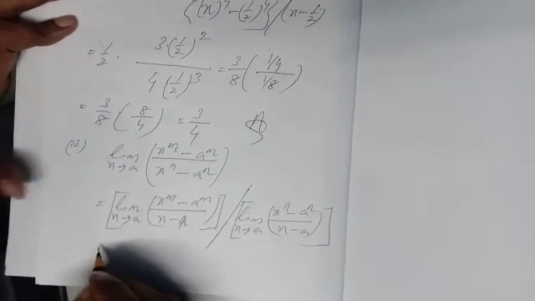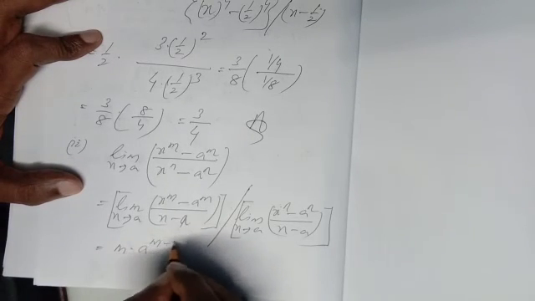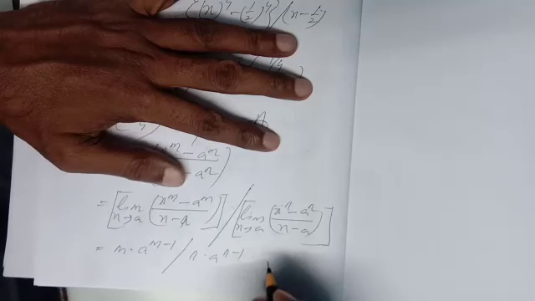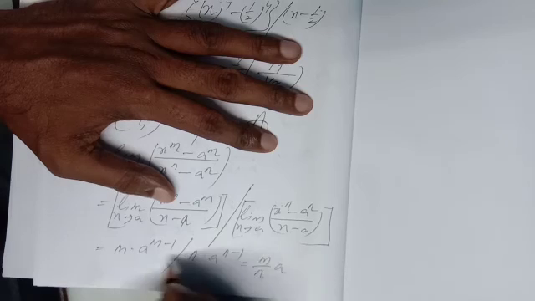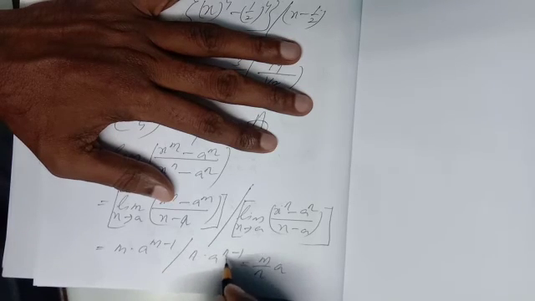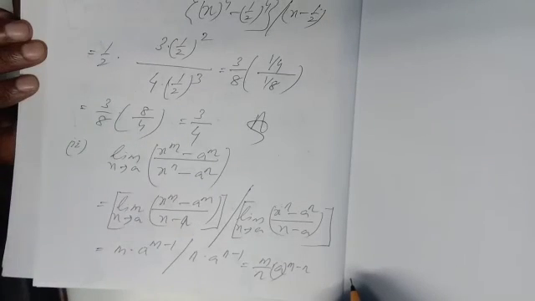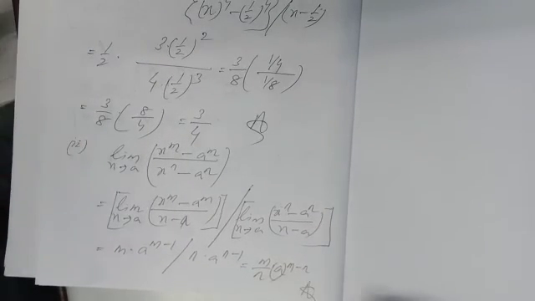The formula stands here: m will come outside, m into a to the power m minus 1, and here n into a to the power n minus 1. The final answer will be m by n and a to the power m minus 1 over a to the power n minus 1. That means the power will be a to the power m minus n after simplification. The answer is m by n a to the power m minus n. This is the answer of number 2 second part.